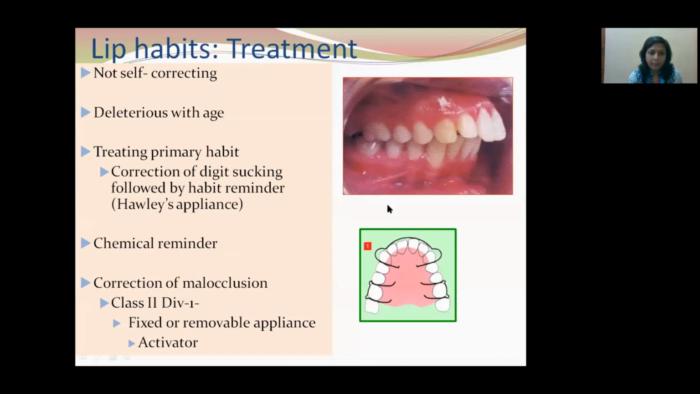So primarily, habit should be corrected by the correction of digit sucking followed by habit reminder appliances. Chemical reminders can be given. Correction of malocclusion with the corrective orthodontic therapy for the class 2 division 1 malocclusion should be appropriate for the correction of this habit.